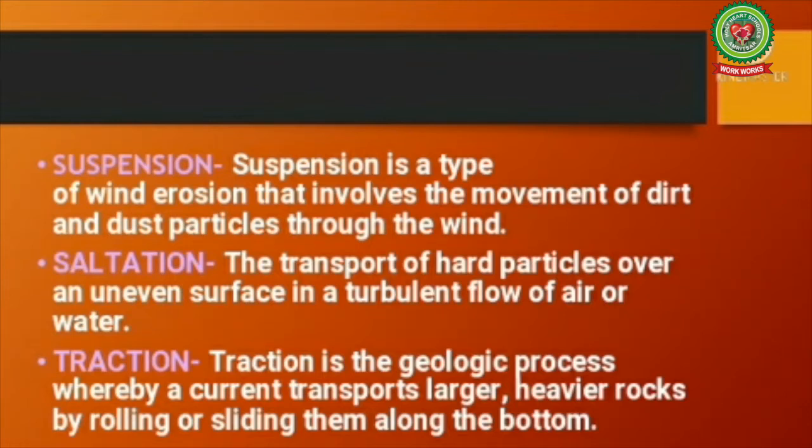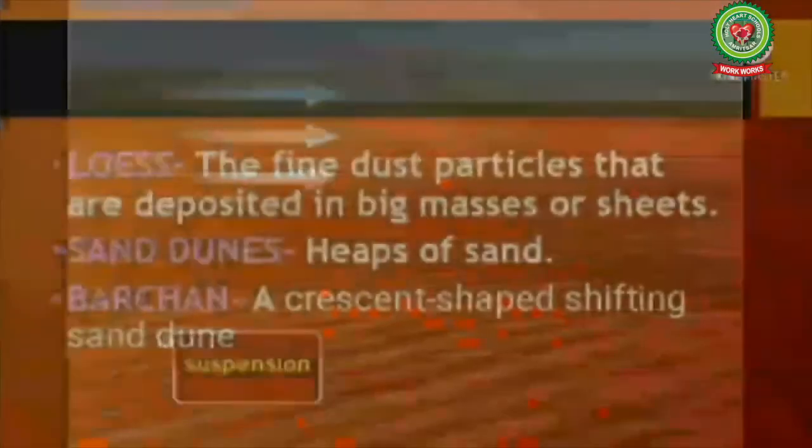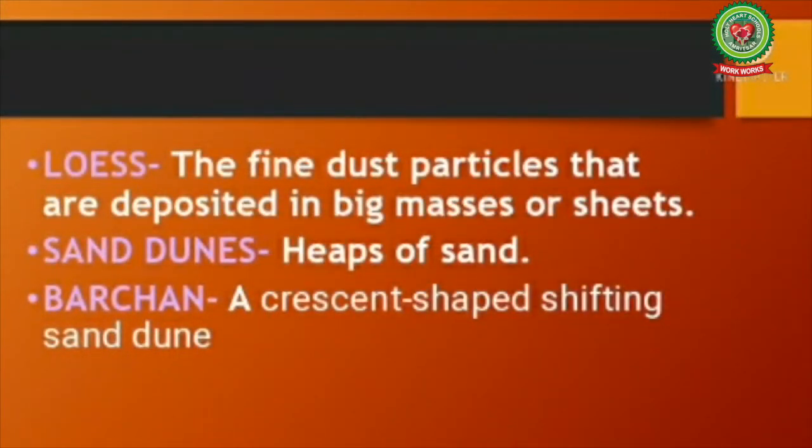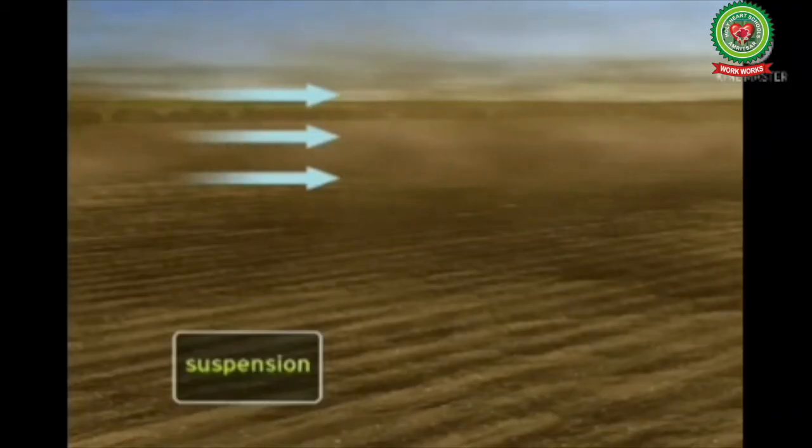through the wind. Number 5, saltation, the transport of hard particles over an uneven surface in a turbulent flow of air or water. Number 6, traction. Traction is a geological process whereby a current transports larger, heavier rocks by rolling or sliding them along the bottom. Number 7, loess, the fine dust particles that are deposited in big masses or sheets. Number 8, sand dunes, heaps of sand. And at last we have barchans, a crescent shaped shifting sand dune.